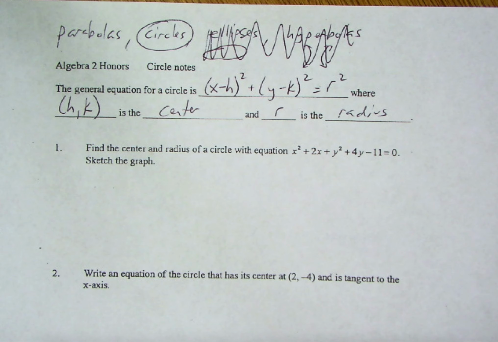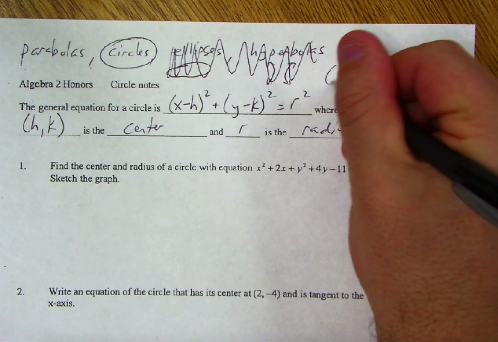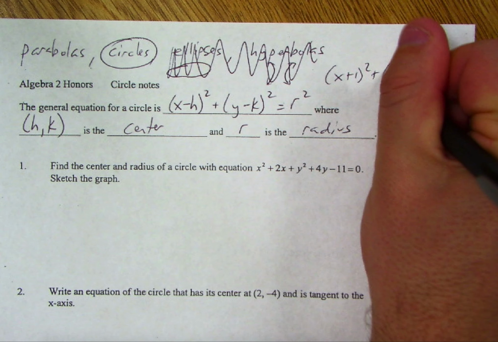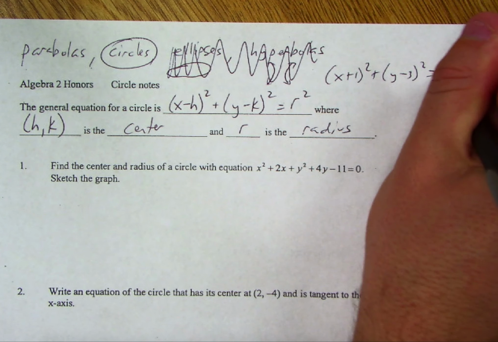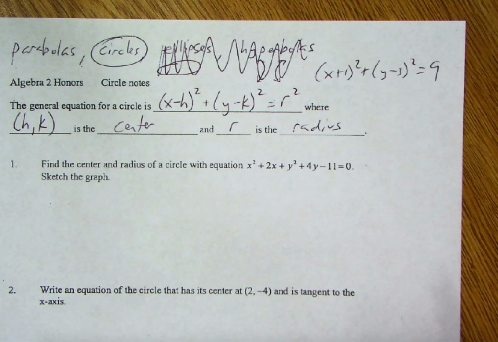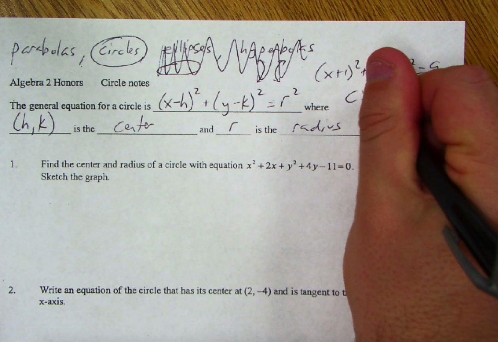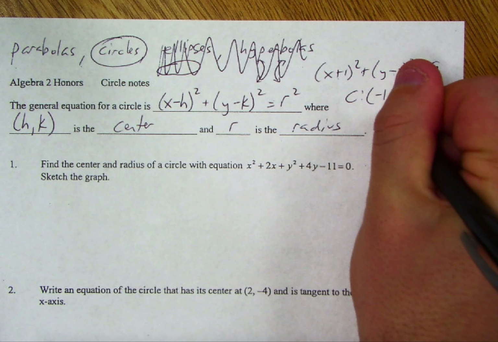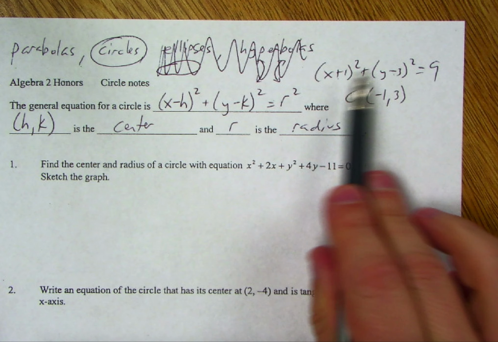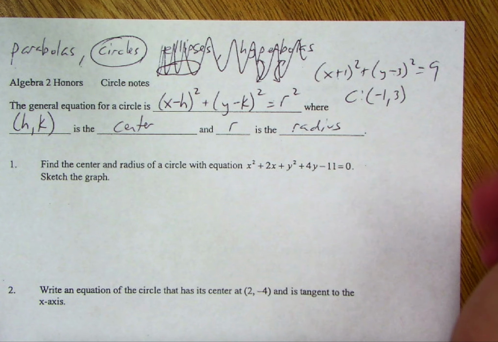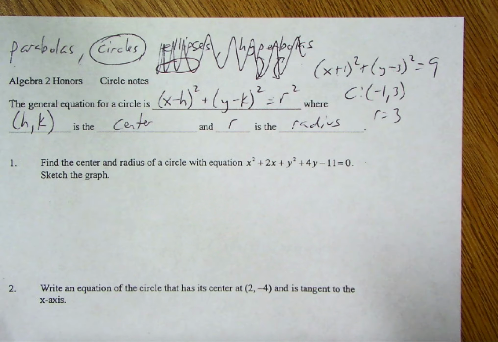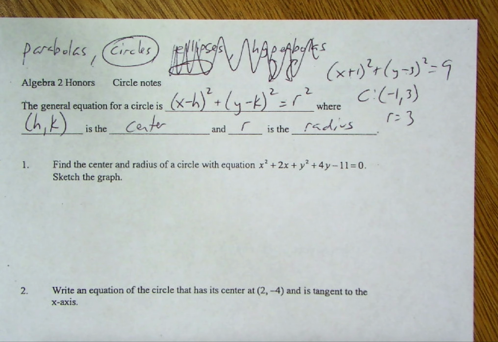So this is what we talked about first semester. And to put that in perspective, if I had some equation that looked like this, and I said, what's the center and what's the radius? The center is (-1, 3). It's always the opposite of the things inside the parentheses. And the radius would be the square root of this, which is 3.